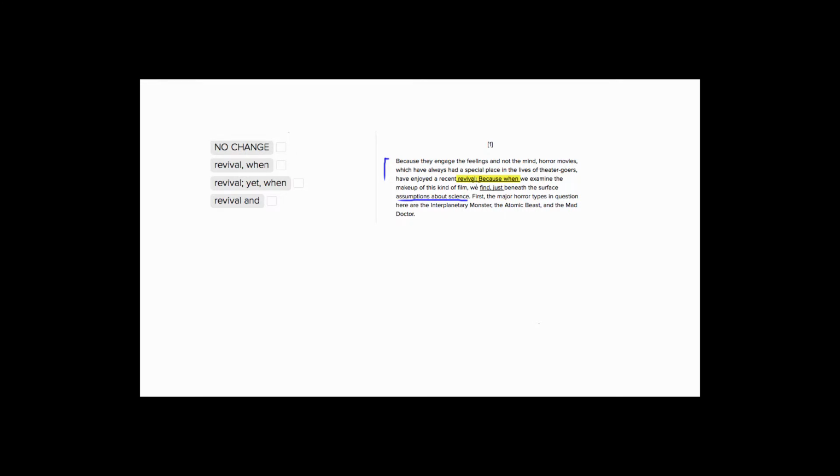One is punctuation. We want to make sure we're not committing any punctuation errors. Another thing is our transition words, so we want those to make sense. And we want to pay attention to just having good style. So let's look at our answer choices and see which of the choices best satisfies these three things.